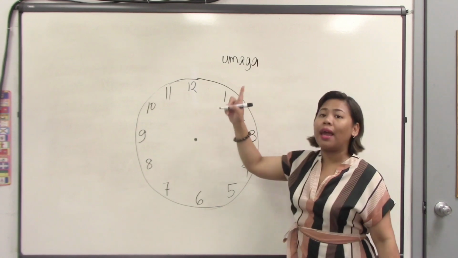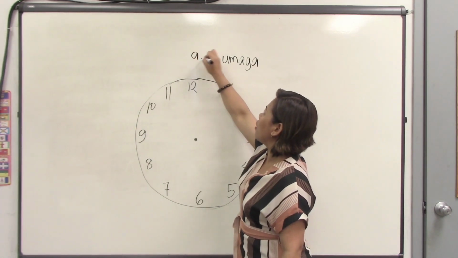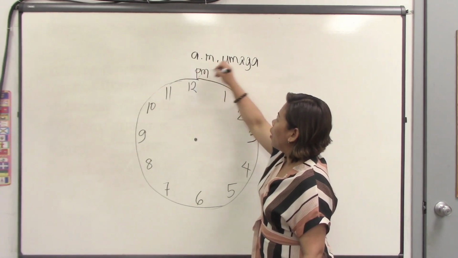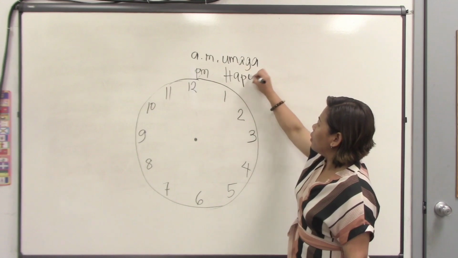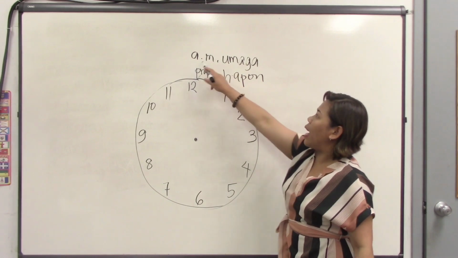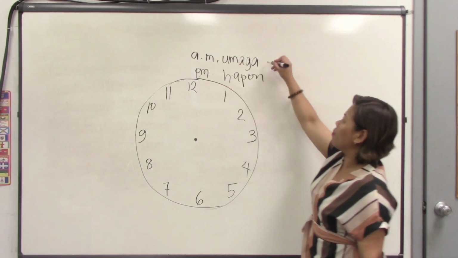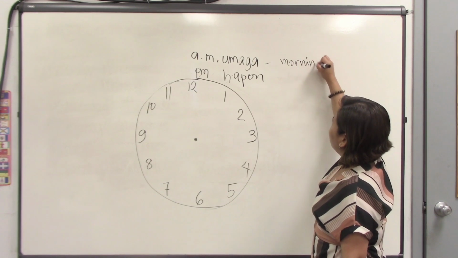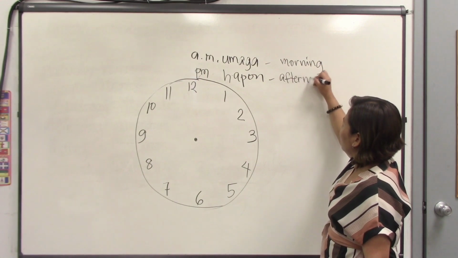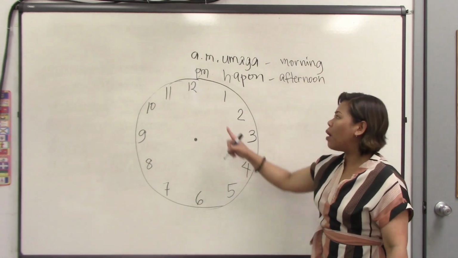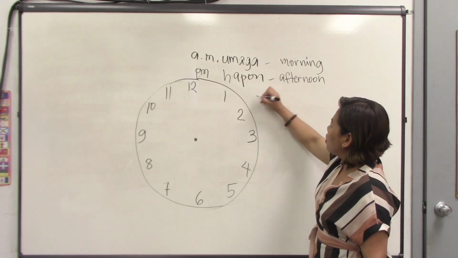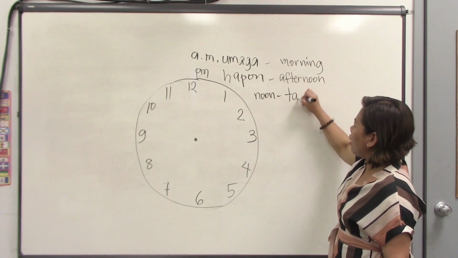Because we cannot use the AM, PM, right? So, AM, umaga. PM, hapon. Okay, hapon. So, AM, umaga. That's morning. PM is hapon or afternoon. Okay, so how about noon? Noon means tanghali. So, noon is tanghali.